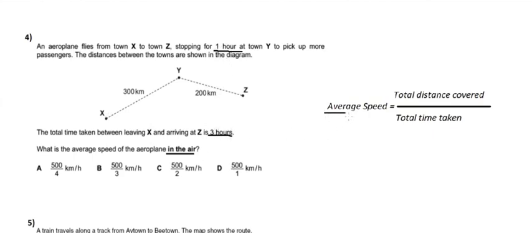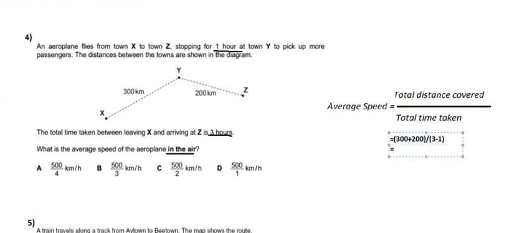And what is the definition of average speed? It is very important. The definition of average speed is nothing but total distance covered divided by total time taken. And here the total distance covered is 300 plus 200, divided by the total time, which is 3 hours minus 1 hour. I should write 3 minus 1 here because for 1 hour it is stopping, that's why I have subtracted it.